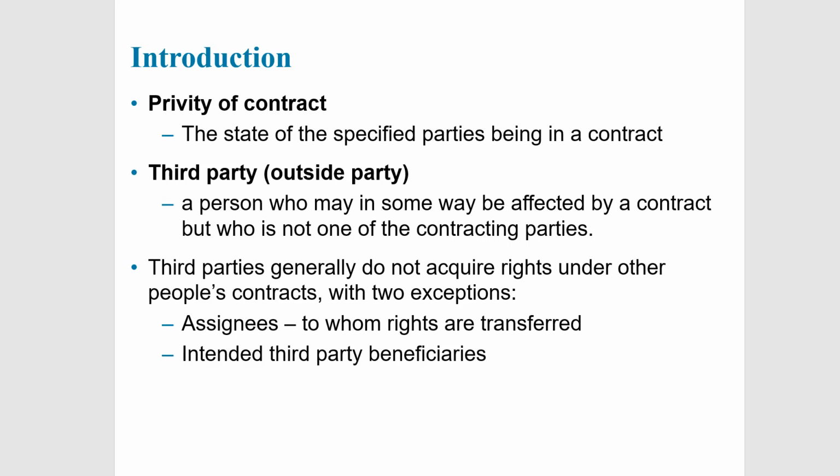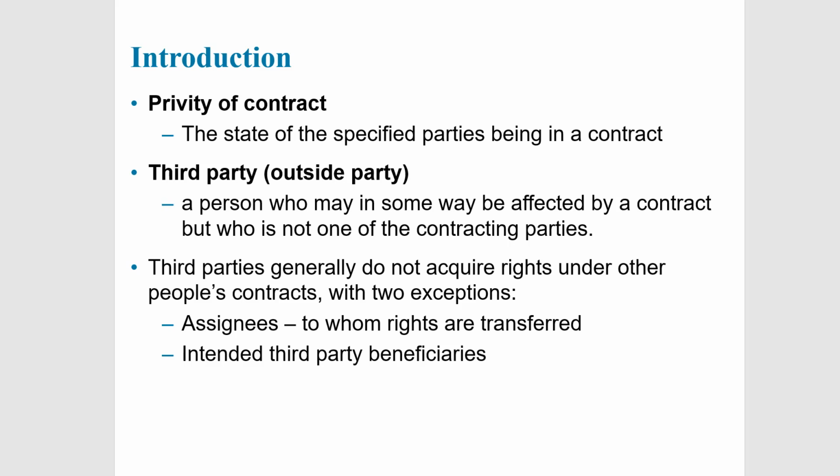So getting started, the parties that are involved in a contract, the original two or more parties that are stated in the contract, are said to be in privity of contract. If you're in privity, you have rights to enforce, and if somebody breaches, you have rights to sue the breaching party. Anybody outside of that is considered to be a third party or an outside party.